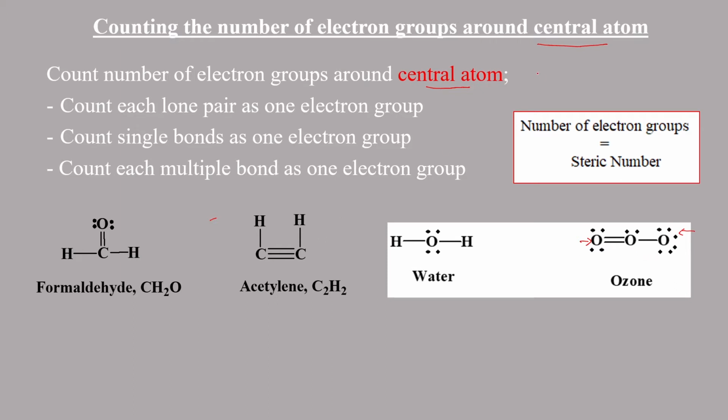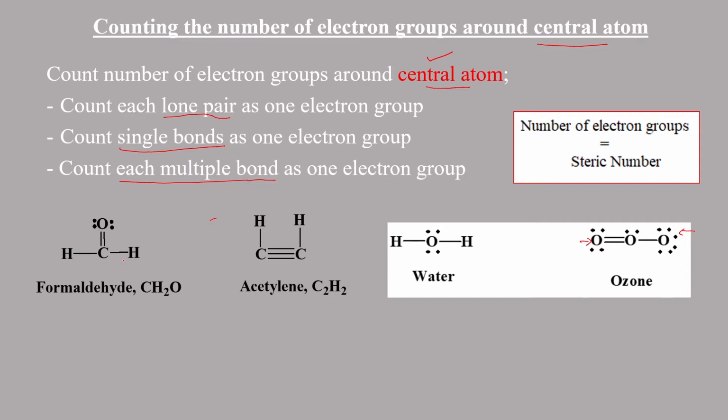So the first thing is you have to find where you have your central atom. Once you know you have your central atom, you will be counting lone pairs as one electron group each. You will be counting single bonds as one electron group, and you will be counting each multiple bond as one electron group. So let's do it.